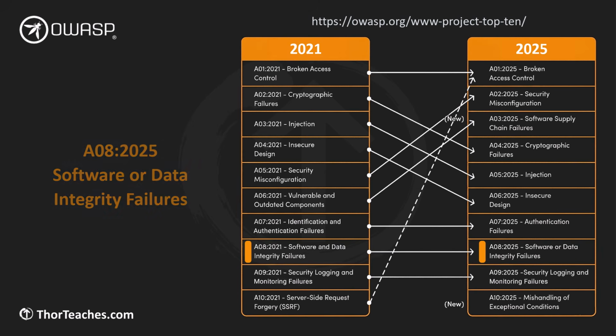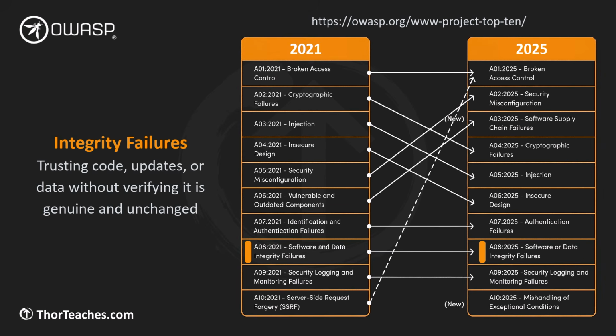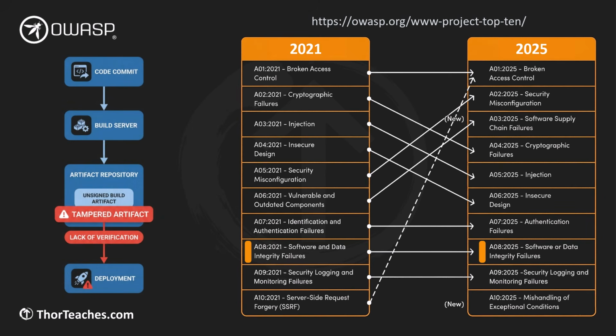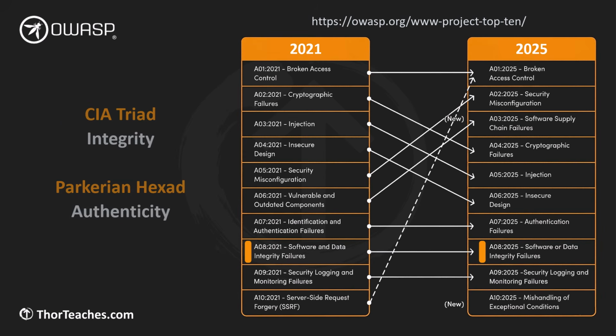This is about what happens when you trust code, updates, or data without checking that they're genuine and unchanged. Think about plugins loaded from third-party CDNs, auto updates that pull binaries without verifying signatures, or CI pipelines that download artifacts from untrusted locations. If you treat those as trusted just because they arrived, you're opening the door to attackers. Think of both the CIA triad's integrity leg, but also the Parkerian hexad's authenticity. The data might look fine, but we don't know where it came from. How can we trust it?